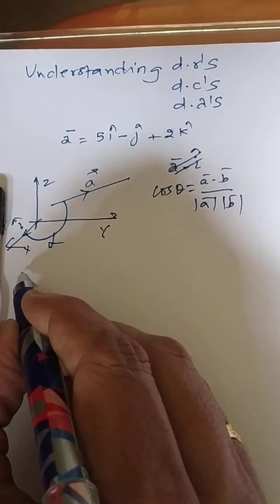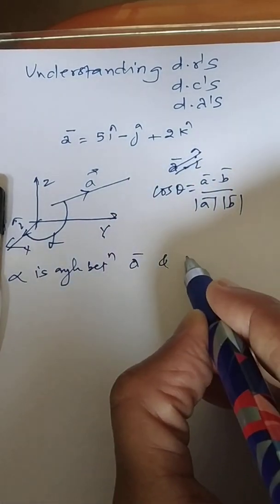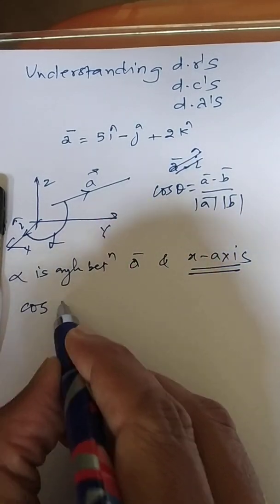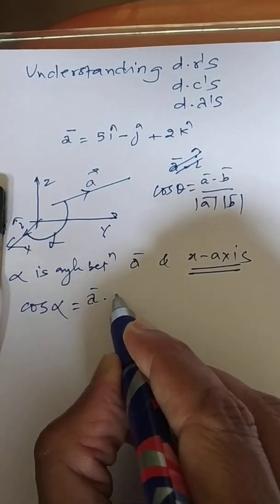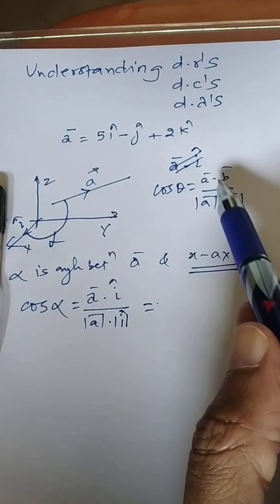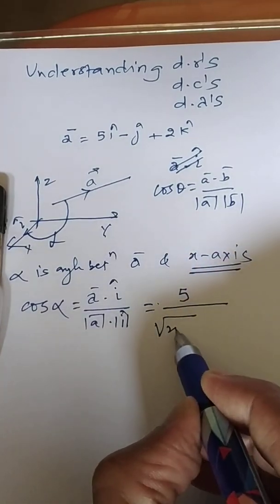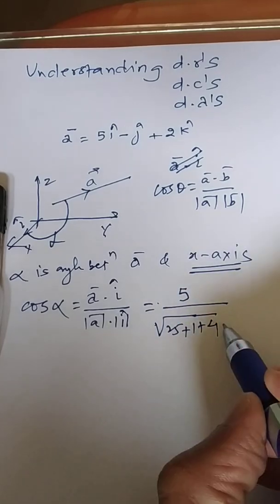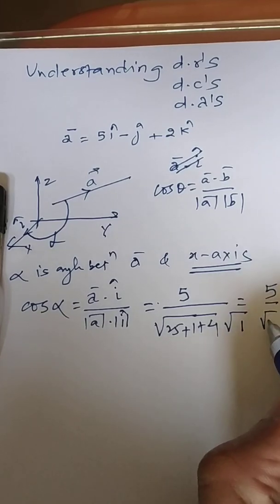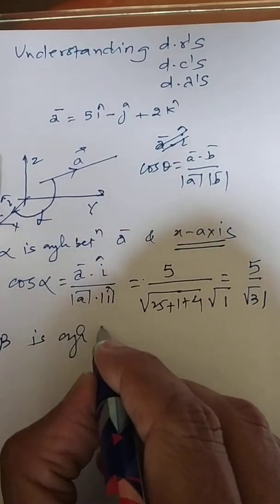Now I am considering alpha as the angle between A and x-axis. So what is along the x-axis is i. So I say cos of alpha is equal to A dot i upon magnitude of A into magnitude of i. Now A dot i will be 5, divided by root of 25 plus 1 plus 4, and here root of 1. So you will be getting 5 by root 31.